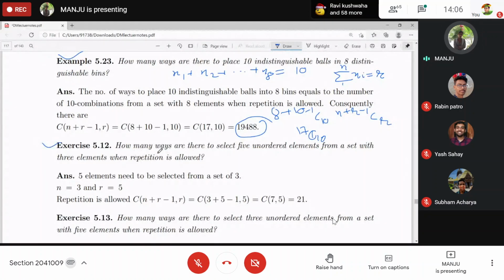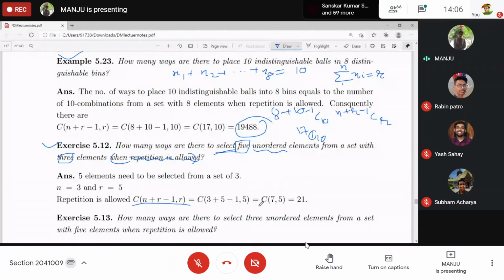Similarly, how many ways are there to select 5 unordered elements from a set with 3 elements? Order doesn't matter, so it is a combination. You have only 3 elements and out of that you want to select 5, which means repetition is allowed. Even if the sentence is not written, it is understood: to select 5 out of 3, repetition must be allowed. When repetition is allowed, it is given by n plus r minus 1 C r.